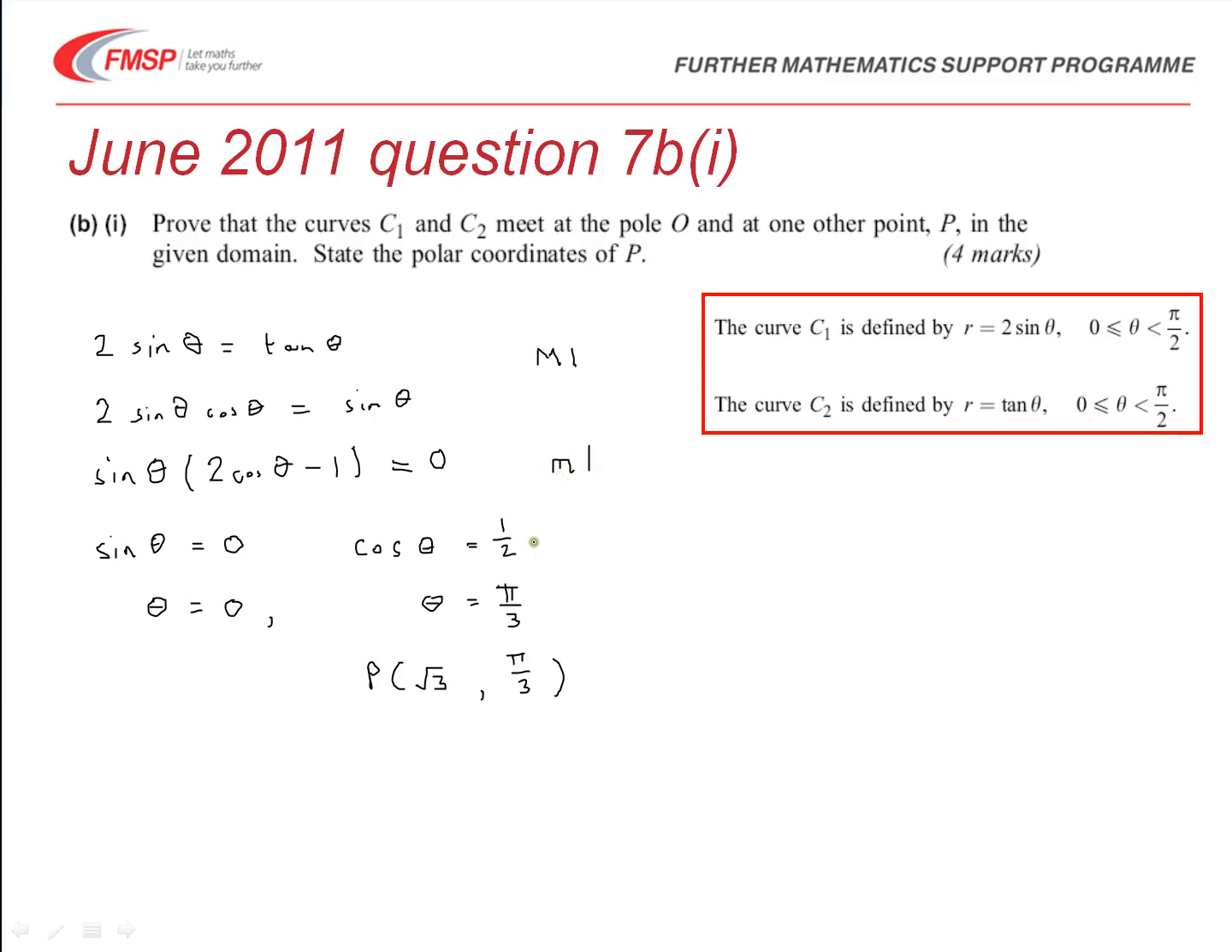Obtaining the two values of sine theta and then realising that one of them is the pole, theta equals 0, and the other one is when theta equals pi by 3. And then finally your fourth mark will be for realising what the polar coordinate of P is going to be, and coming up with an accurate answer for that.